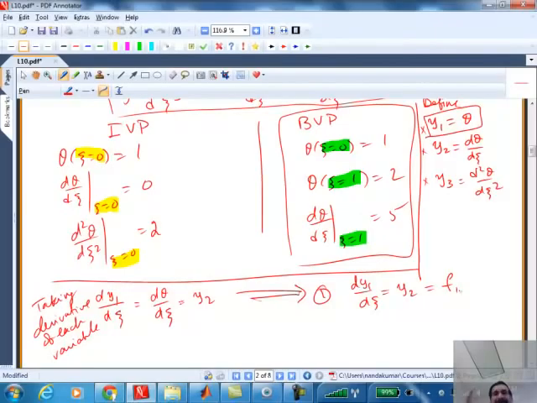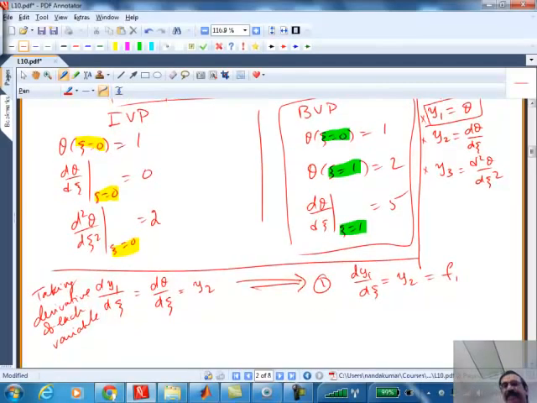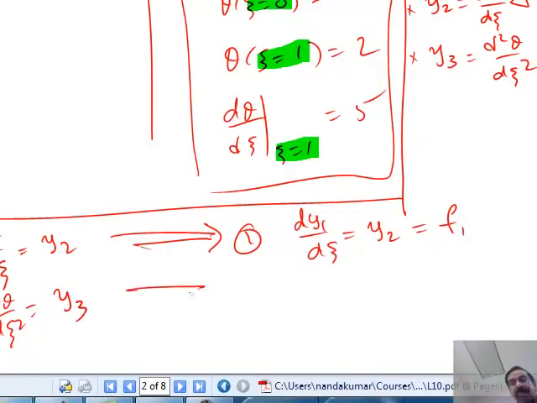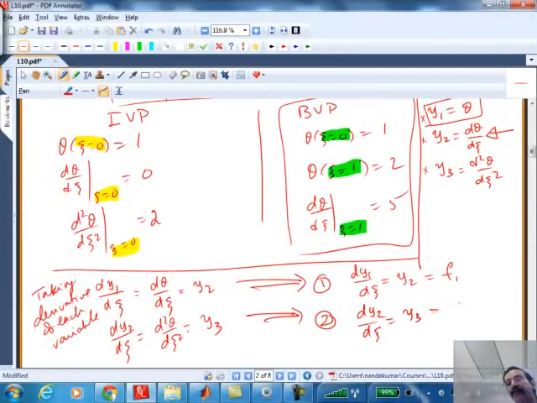The second one is I'm going to take the derivative with respect to y2. So dy2 d psi is going to be d square theta d psi squared. That is, I'm working with this equation now, taking the derivative of that function with respect to psi. But what is d squared theta d psi squared in terms of y1, y2, y3? That's just y3. So that gives me my second equation, which is dy2 d psi is equal to y3, which gives me my second function.